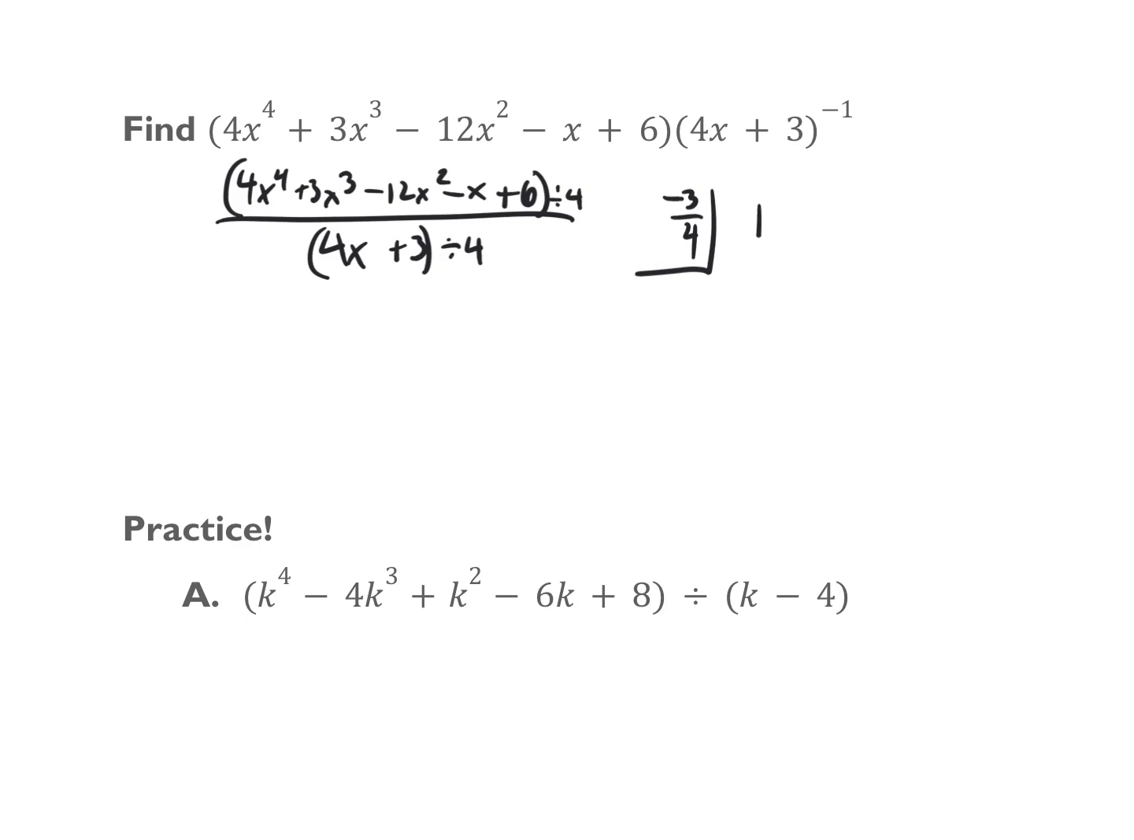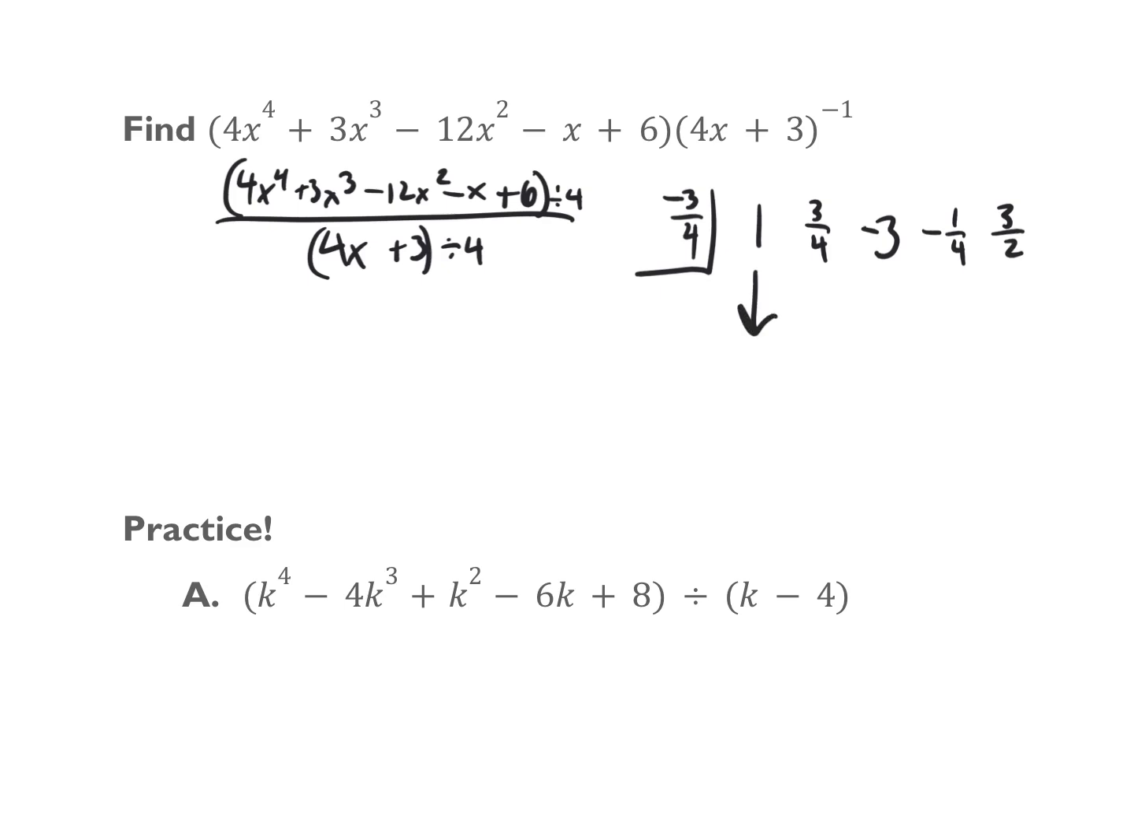And our coefficients, we're going to divide all those by 4. So 4 divided by 4 is 1. 3 divided by 4 is 3/4. -12 divided by 4 is -3. -1 divided by 4 is -1/4. And 6 divided by 4 is 6/4, which simplifies to 3/2.